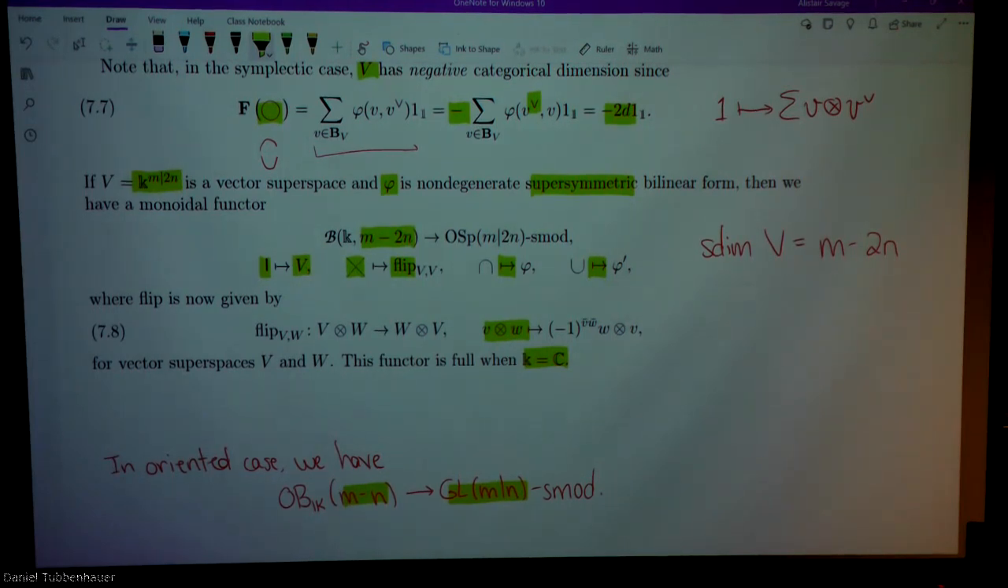Any questions here? Under which conditions is the functor essentially surjective, so we can identify the right-hand side, the module category, the quotient? That's a very good question. So in this super setup, it will not be essentially surjective. If m and n are both non-zero, this is not even a semi-simple category. Things get more complicated in the super world.